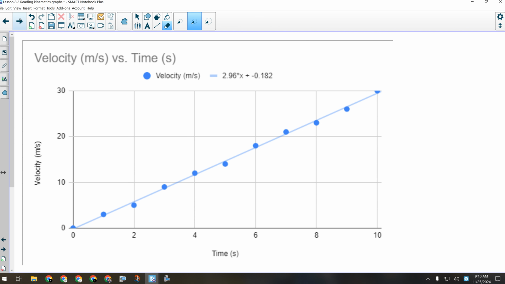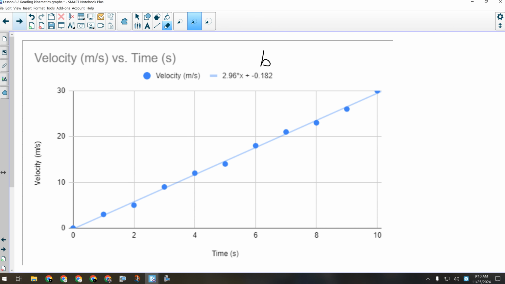What's the acceleration of this object? 2.96 meters per second squared. Positive or negative? Do you need to have that on acceleration? Yes. Acceleration is a vector quantity. What's the initial velocity of this object? 0. Nope. Negative 0.182.